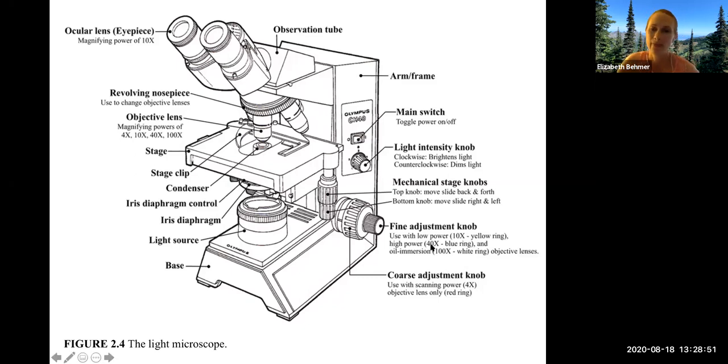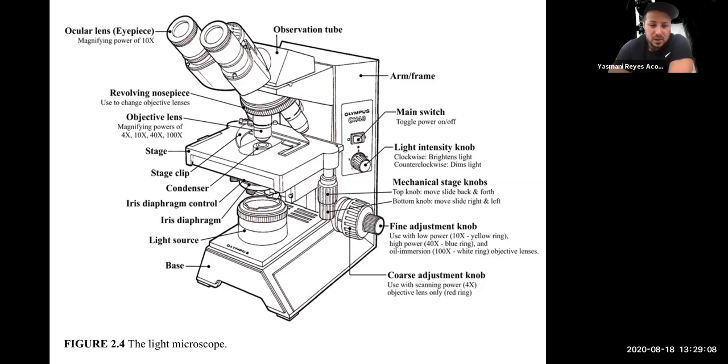It helps you focus even better when you're using higher powered objective lenses. With oil immersion, usually you would immerse your specimen in oil to help see it better under such a high magnifying power. That's what oil immersion means. That's probably the most boring explanation I've done of microscopes without showing one.